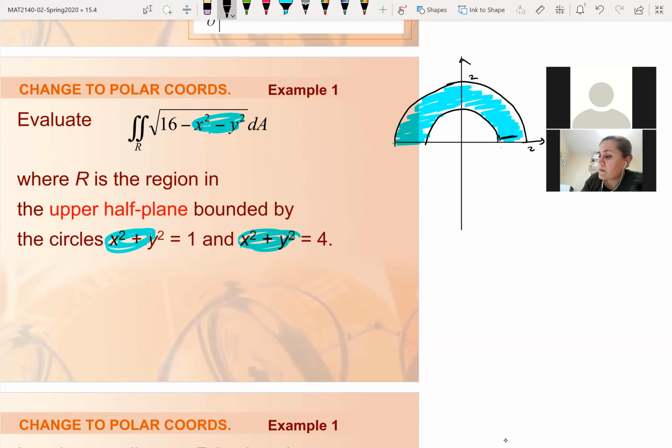Okay, so this is the region of integration. Is that fine? Okay, then I want to set the limits of integration, obviously in polar, because we had this at the beginning of this section. It says it's a lot easier to do in polar.